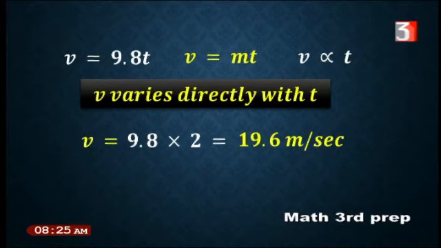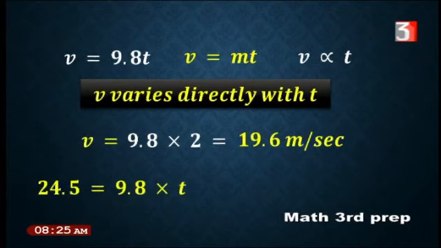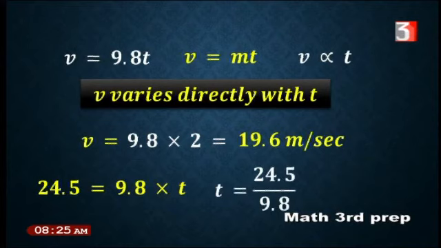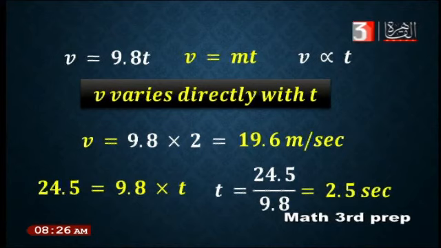Then what about the time taken when the velocity is 24.5 meters per second? By substituting, 24.5 equals 9.8 times time. By dividing both sides of the equation by 9.8, you are going to notice that time is 24.5 divided by 9.8 to obtain a result as 2.5 seconds. Let us have another example.